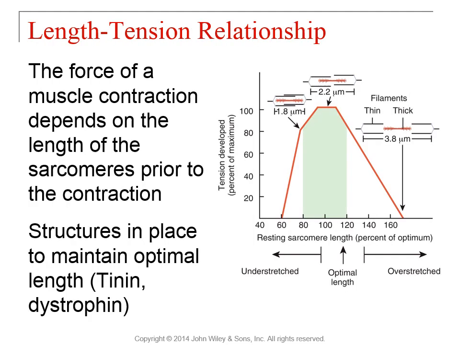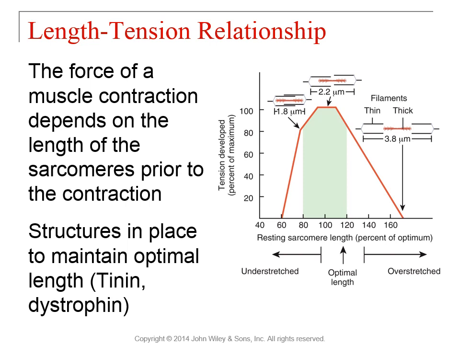Now let's talk about the length-tension relationship. So basically the force of the muscle contraction depends on the length of the sarcomeres just before contraction. We have a saying in the healthcare system: a long muscle is a strong muscle, a short muscle is a weak muscle. So basically if you look at the chart here, and there's going to be a nice animation that you'll look at in a couple slides later on, which does a very nice representation of this.